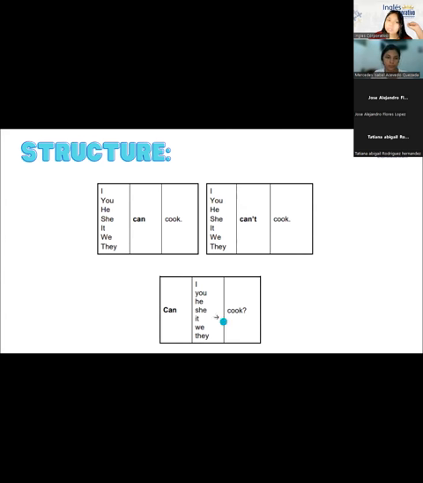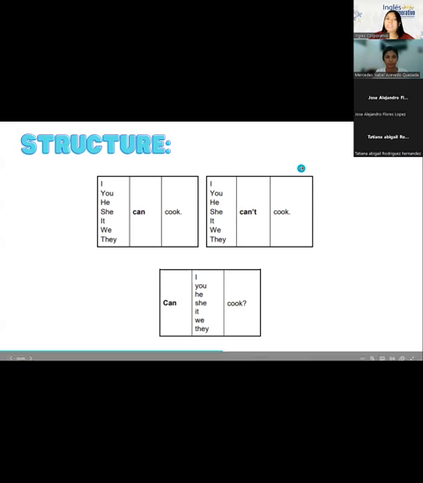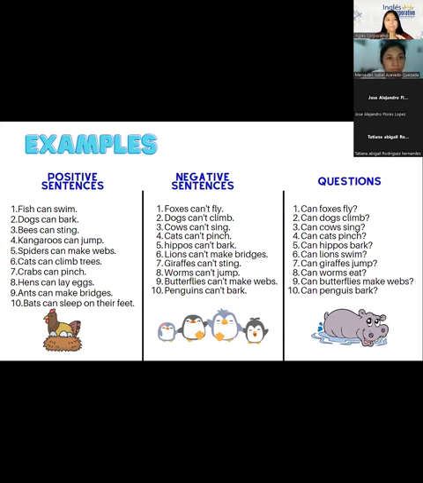And we have the question. Can I cook? Can you cook? Can he cook? Can she cook? Can it cook? Can we cook? Can they cook? Yes, so you see, very easy. It's not difficult. Do you have doubts? Questions? No? Okay, let's move then. And we have examples. I need one volunteer to read positive sentences, another volunteer for negative sentences, and another one for questions.